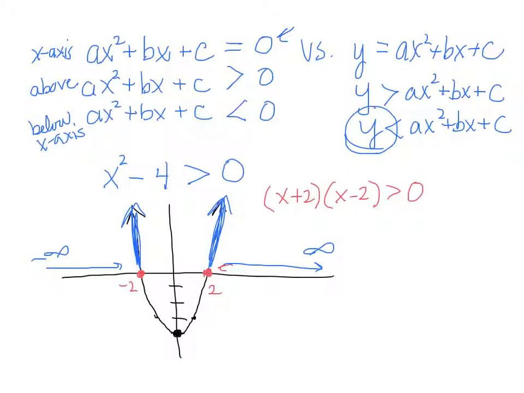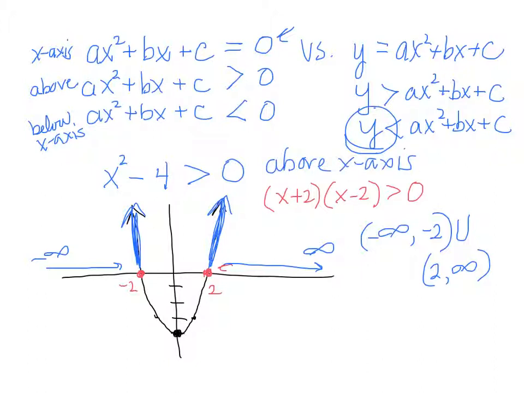So the answer to this would be, what do you call them? Intervals, right? So you have -infinity to -2. It doesn't include -2. And then that's a U for union. That would go from 2 to infinity. And so that would be the part of the x that is above the x-axis. Okay?